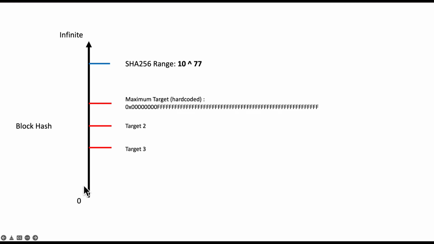That's how mining difficulty is adjusted. If block time is too long, we set the target bigger to make it easier to get below the target. If block time is too short, we set the target smaller. We adjust downwards to make it more difficult to get below the target for the next period of blocks.